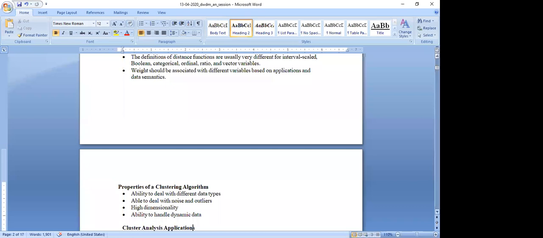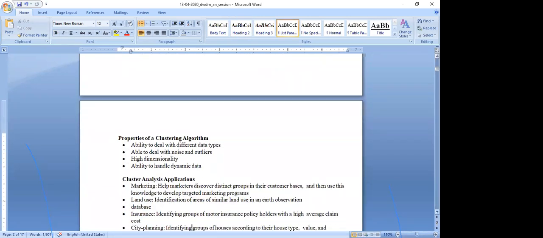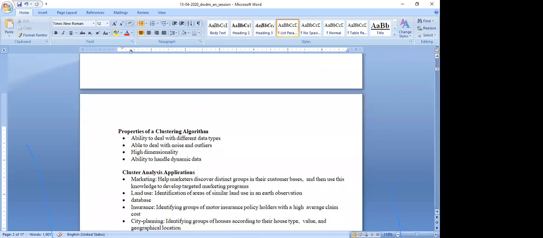And it is not limited to small dimensions. We can consider many dimensions, so high dimensionality can be handled using this clustering algorithm. It can also handle dynamic data. Where is this clustering analysis used? It is used in many applications. Let's see some examples.